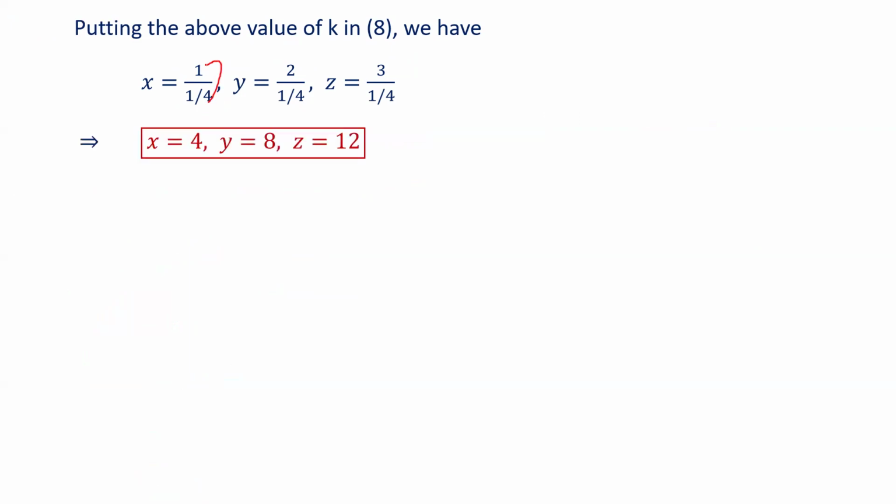Putting the above value of k in equation number 8, we have x equal to 1 upon 1 by 4, y equal to 2 upon 1 by 4, and z equal to 3 upon 1 by 4. So this 4 goes to numerator, it will become x equal to 4, y equal to 8, and z equal to 12. This is the desired partition of 24. Thank you.